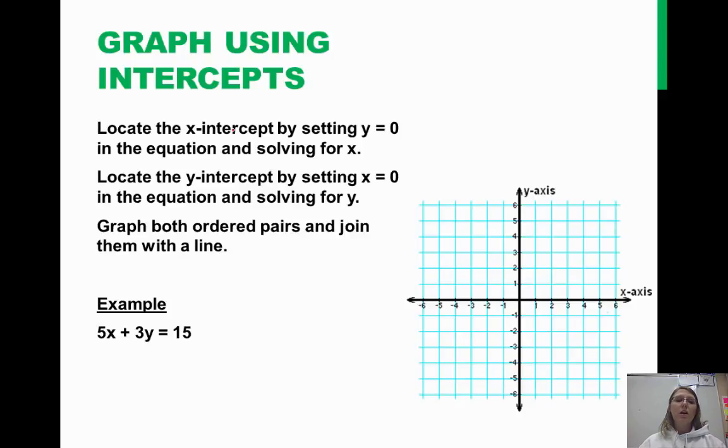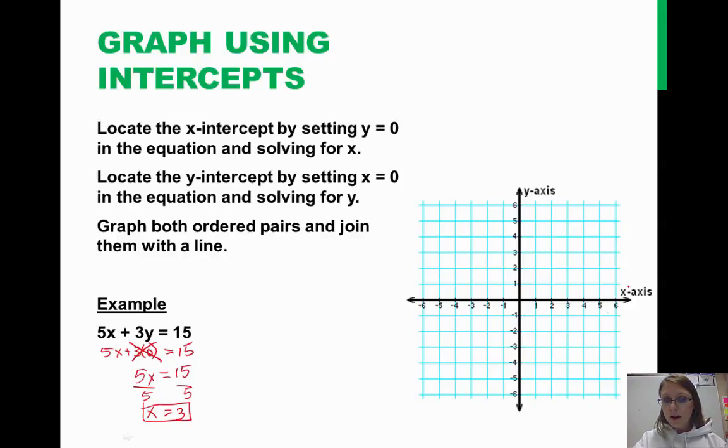First of all, we're going to talk about graphing using intercepts. We're going to locate the x-intercept by setting y equal to 0 in the equation. So we have an equation here. We want to set y equal to 0. So when I do that, it becomes like this. And notice that 3 times 0 is 0. This virtually just goes away. So I'm left with 5x equals 15. Now if I solve for x, I'm going to divide both sides by 5, and I get x equals 3. So x equals 3 is my x-intercept.